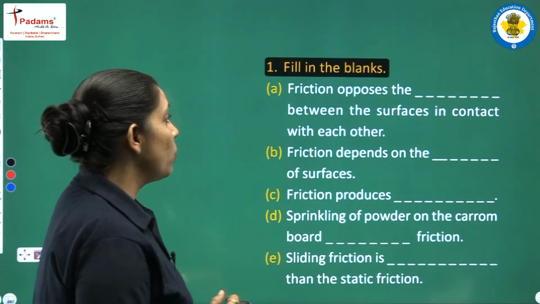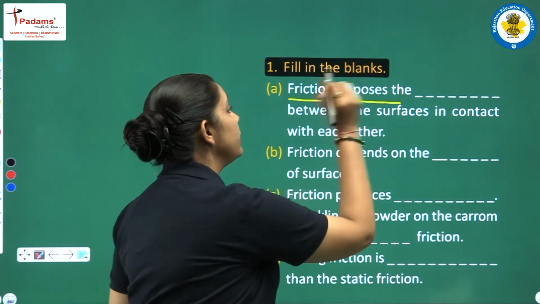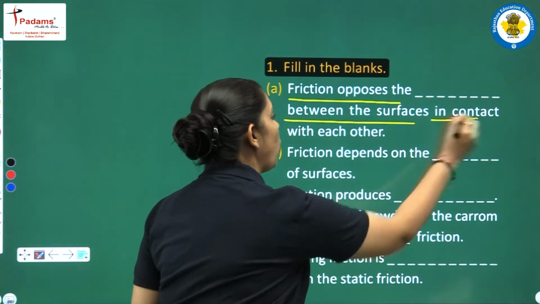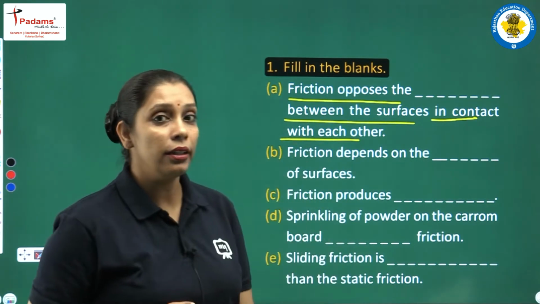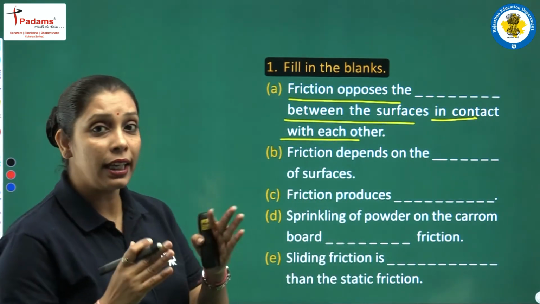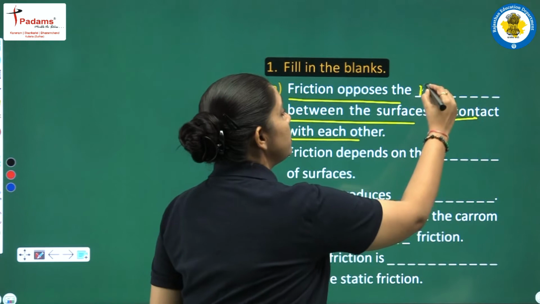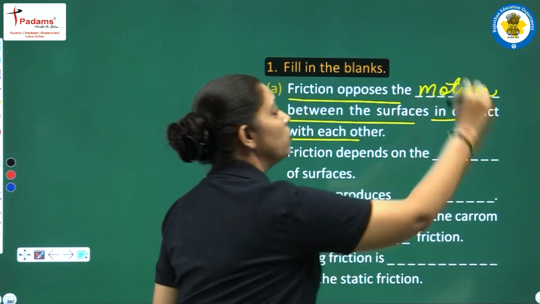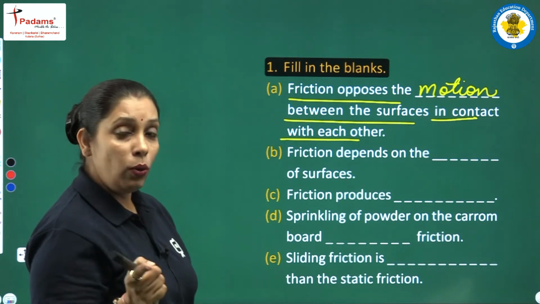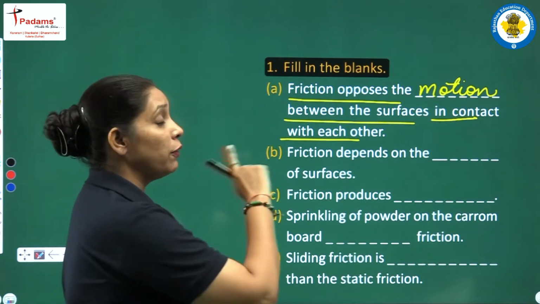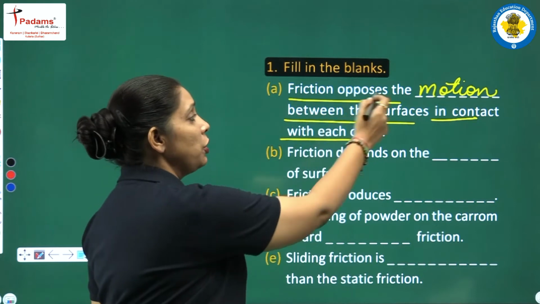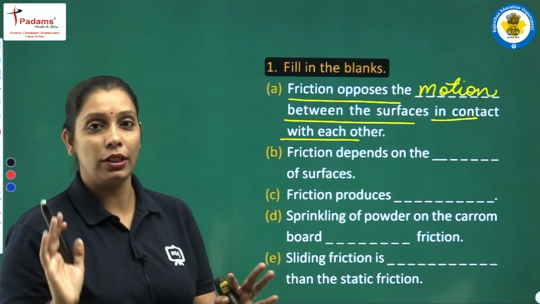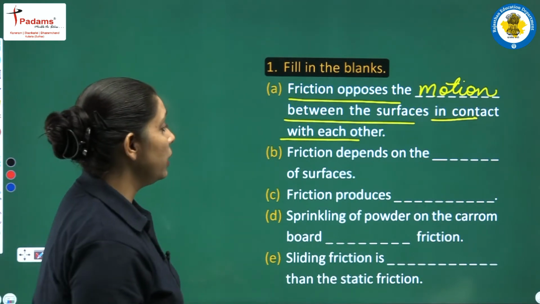Okay, first one is: friction opposes the dash between the surfaces in contact with each other. Yes, what does it oppose? Friction opposes the motion. Fill here motion. Now again read the statement after filling the blank. Friction opposes the motion between the surfaces in contact with each other. Is it clear? Next one.